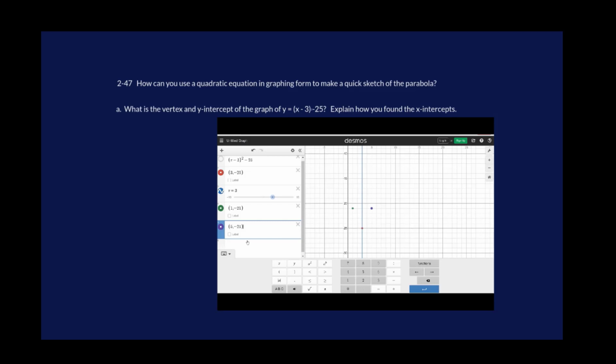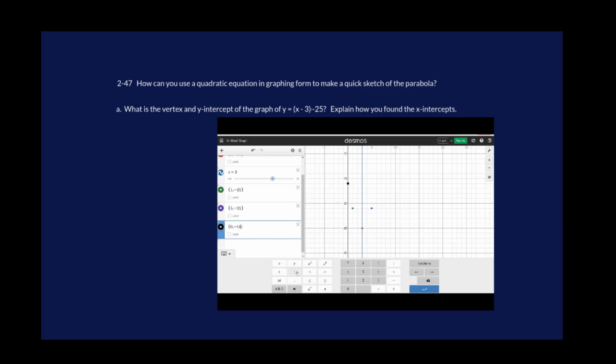I typically would pick another one, and since we need to know the y-intercept anyway, I'm going to go ahead and pick 0. If I plug that point in, I'm going to put 0, and first I'm going to add the parentheses. I keep forgetting to put them in. Then I'm going to look at my equation. If I plug in 0, 0 minus 3 gives me negative 3, and negative 3 squared is 9. 9 minus 25 is going to give me negative 16. So I'm going to put a comma, negative 16.